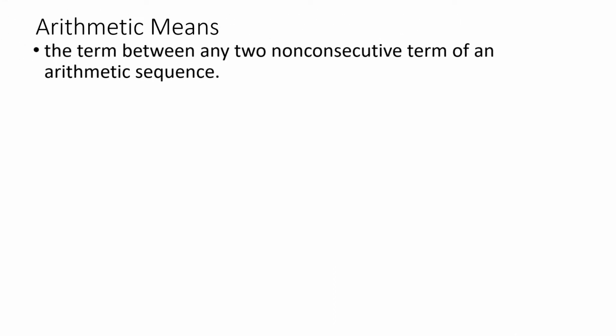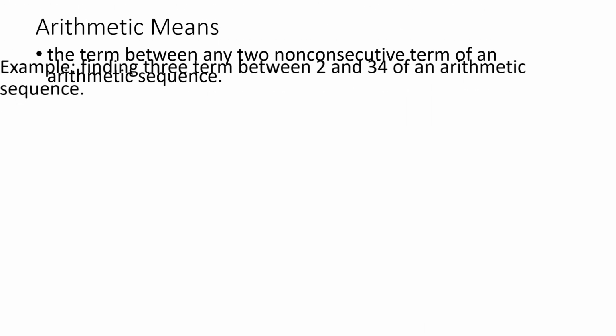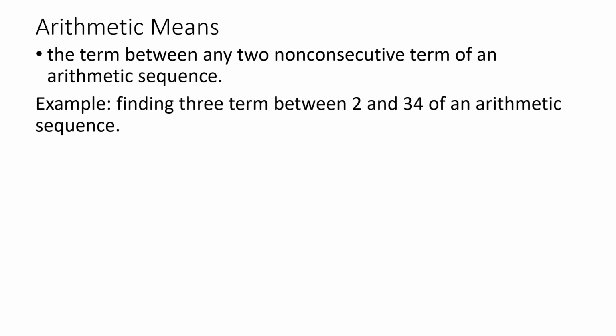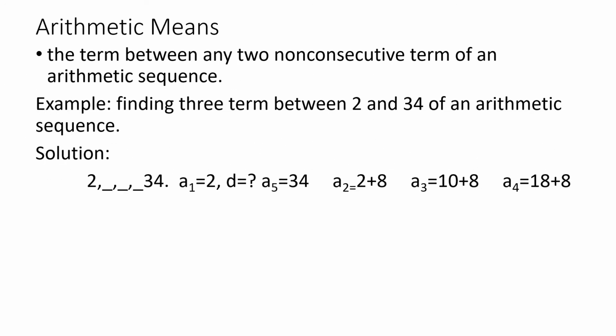Arithmetic means. When we say arithmetic means, it is the terms between any two nonconsecutive terms of an arithmetic sequence. Example: find the three arithmetic means between 2 and 34 of an arithmetic sequence. Solution: okay, 2, blank, blank, blank, and 34.